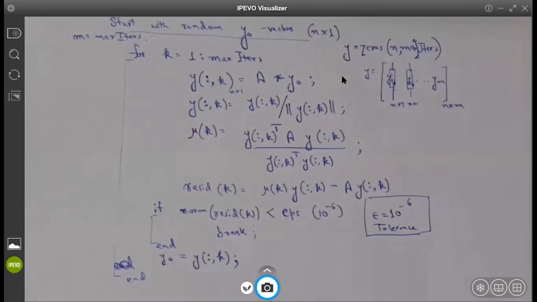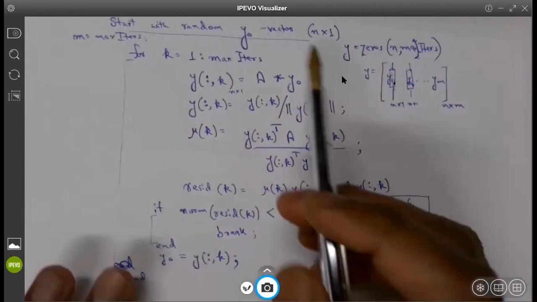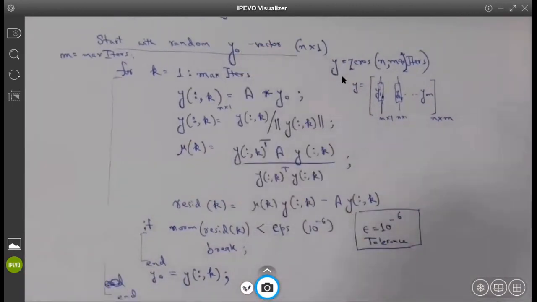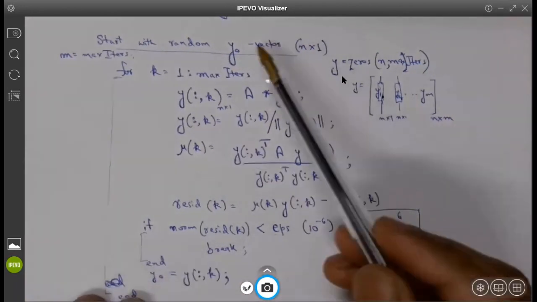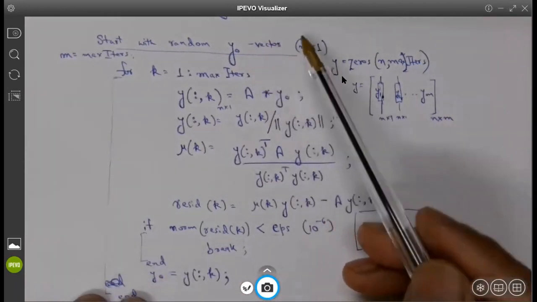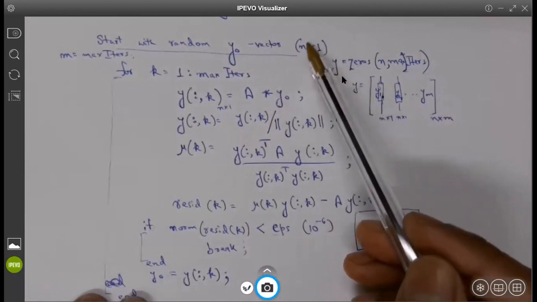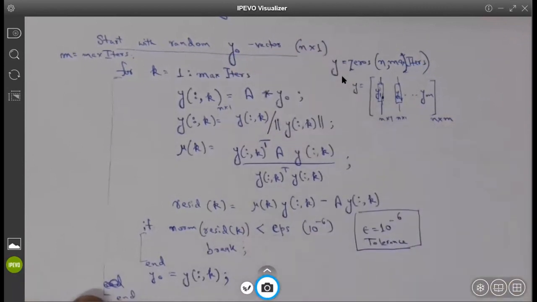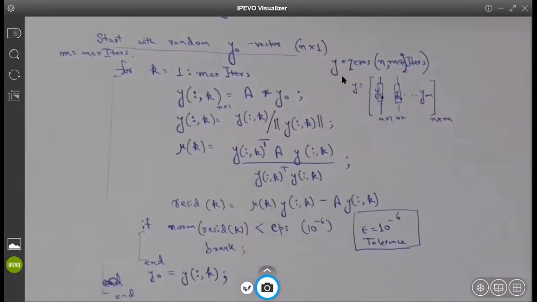I have a question. How do we pick the random y0? If you have done your homework number 2 and problem number 3, you know how to generate a uniform random number between 0 and 1. Do that n times and you will get basically a random n-dimensional vector. Thank you.